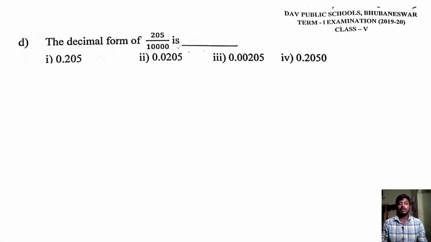Next, the decimal form. How many 0s? 1, 2, 3, 4. It means after 4 digits we put the decimal. That is 205, so only 3 digits. Now put the 0, it becomes 4 digits. Now put the decimal. So option number 2 is the correct answer. Understand?